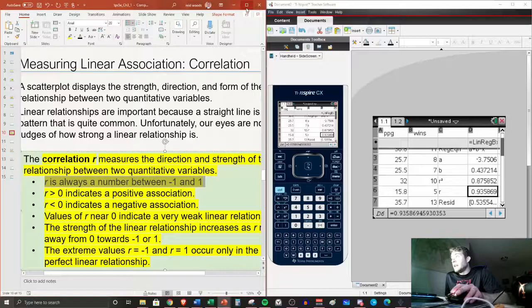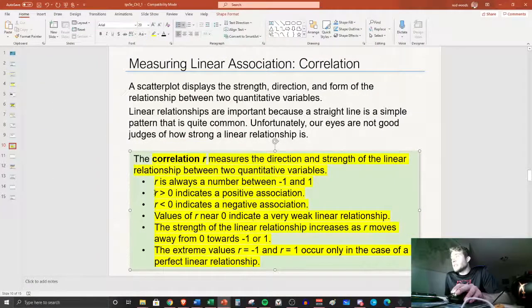All right. So let's go ahead and talk about this. If R is greater than 0, it's a positive association. If R is less than 0, it is a negative association. So basically, if it's negative, it's a negative slope, right?